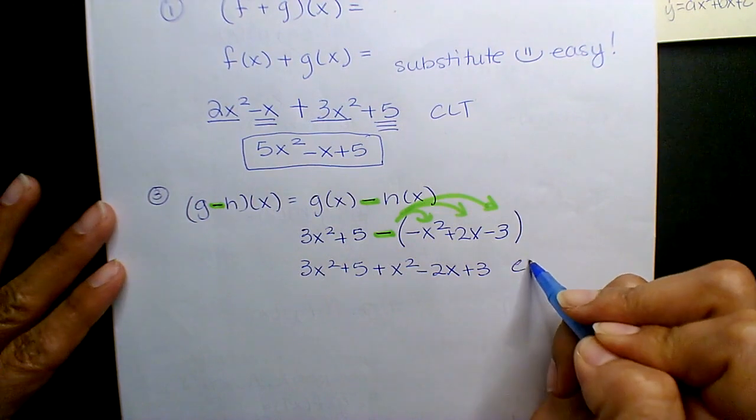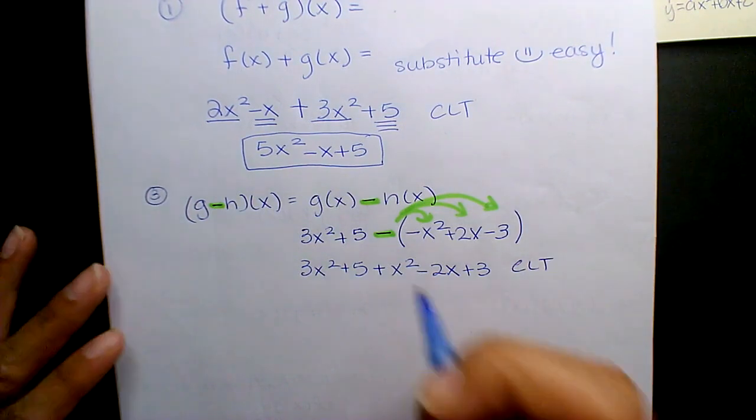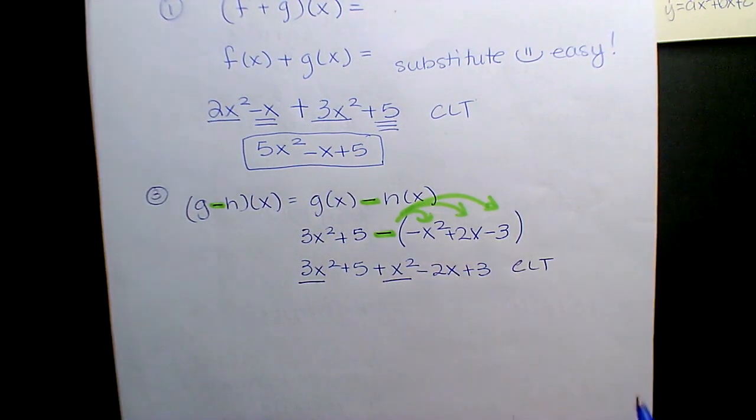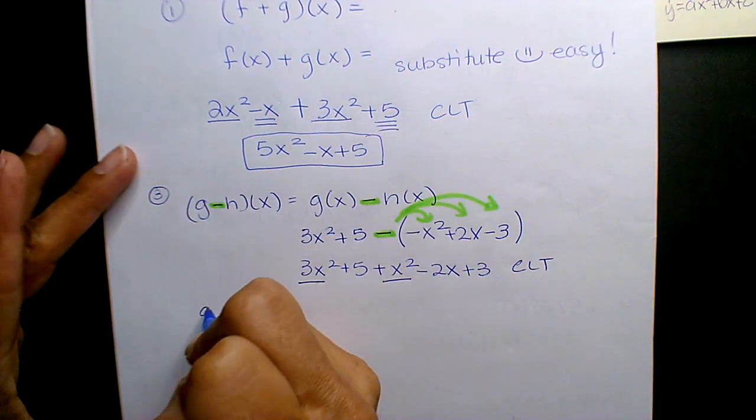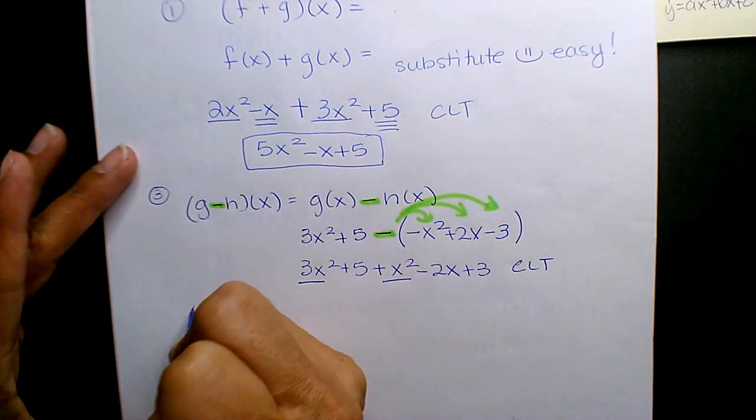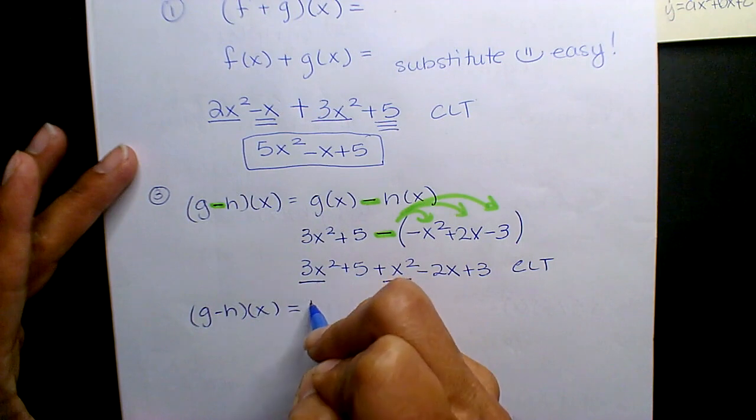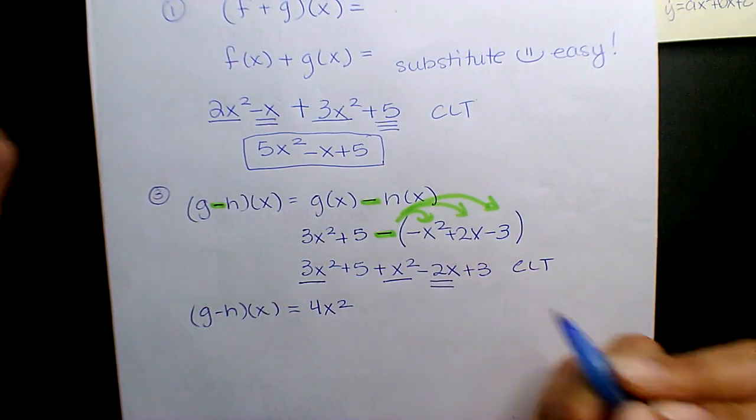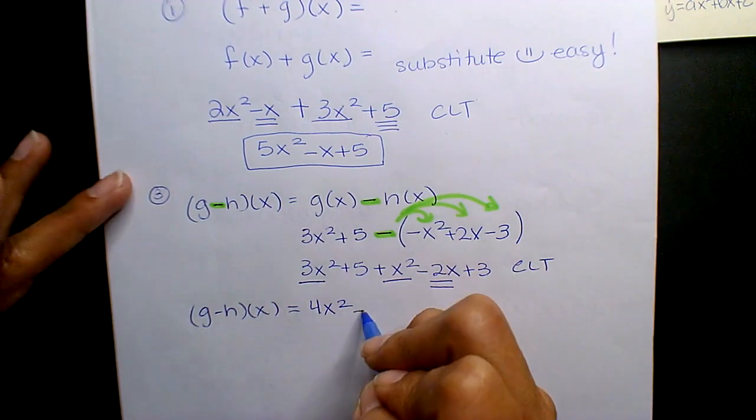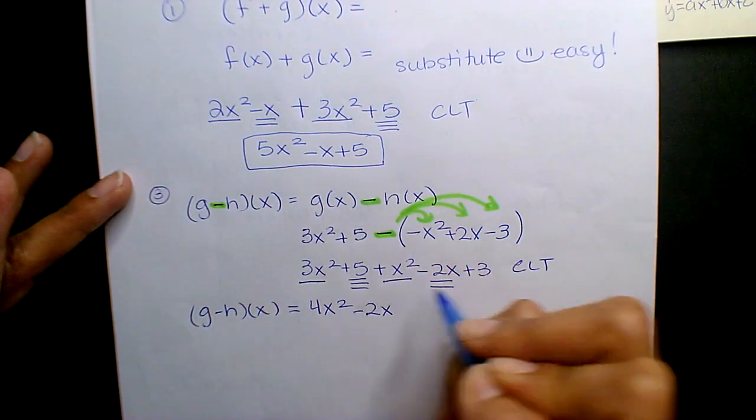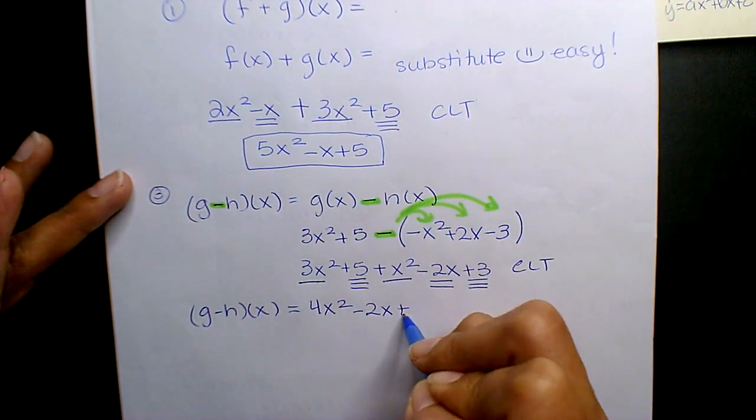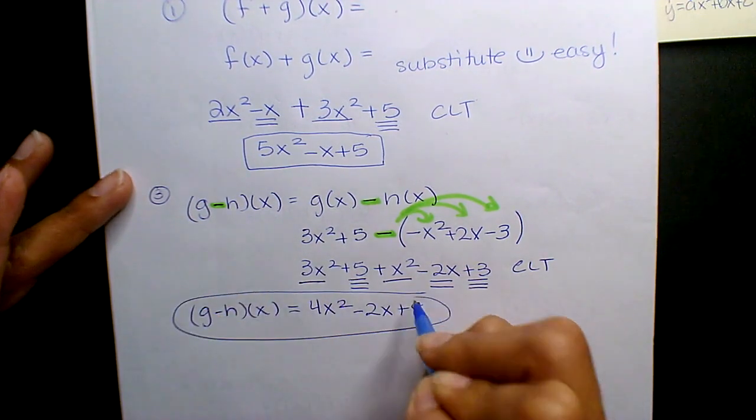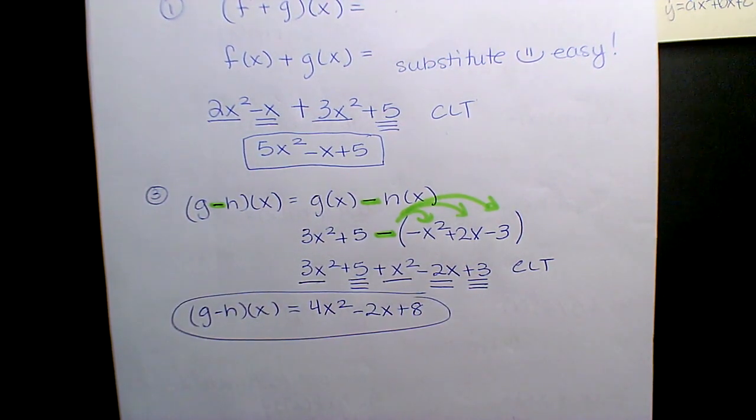Okay, so now we're going to combine like terms. I have a 3x squared and a 1x squared. So here, let me just write this because I think we're going to get the answer. That's 4x squared. I have a minus 2x, right? And then I have a 5 and a 3, and so there's my 8, and there you go. That's number 3. Easy, right? Not bad.